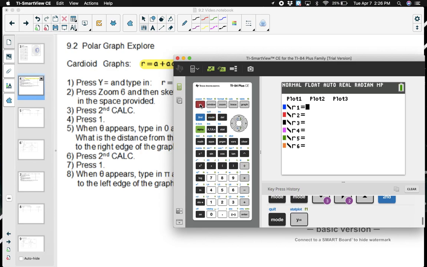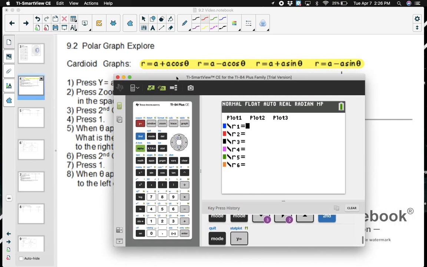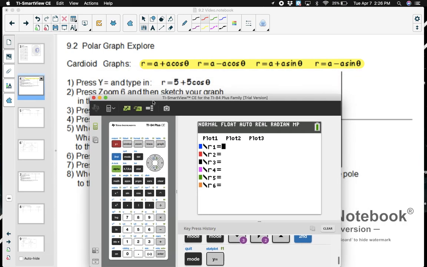Now, when I press my y equals, I get that R1 or R2. So instead of having y equals, it is now R equals. And I can go ahead and type this right in. 5 plus 5 cosine. And now normally we press this button, that is our x. On this calculator, it's actually just any one of our variables. So since we're in polar, the calculator already knows that our variable is theta. So when I click it, it already picks my theta.